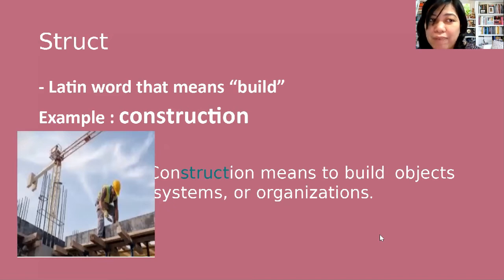Second word. We have struct. Struct is a Latin word that means build. Here's an example of an English word that has this root word. Construction. It means to build objects, systems, or organizations. Because struct means build, construction means to build. So that's our second root word.